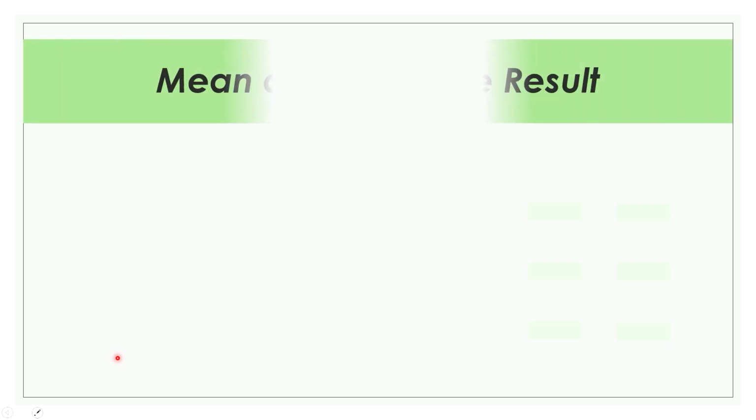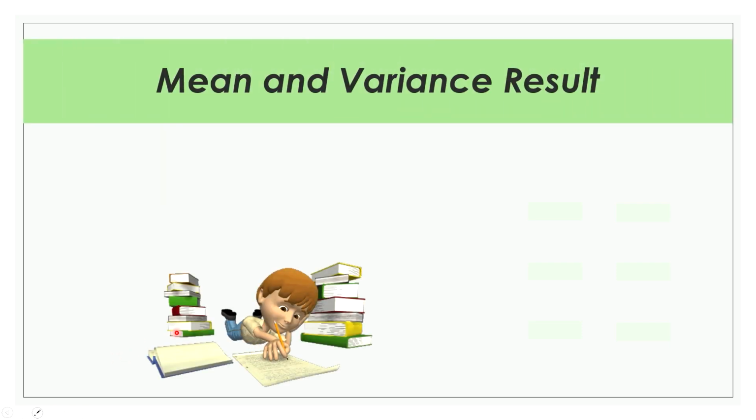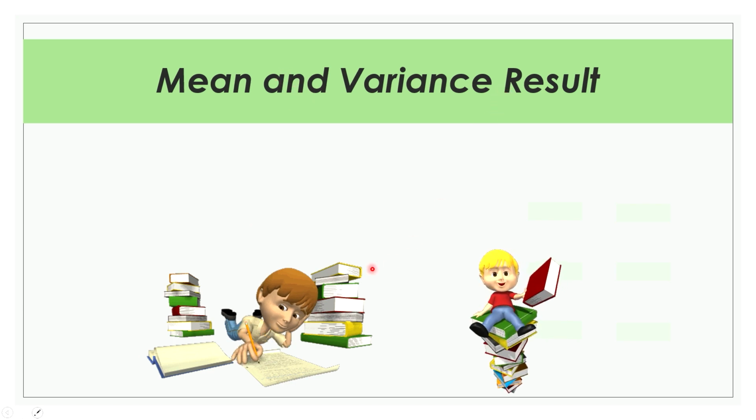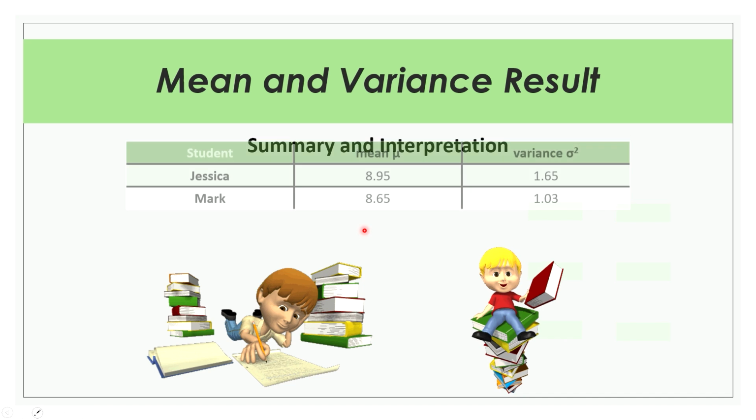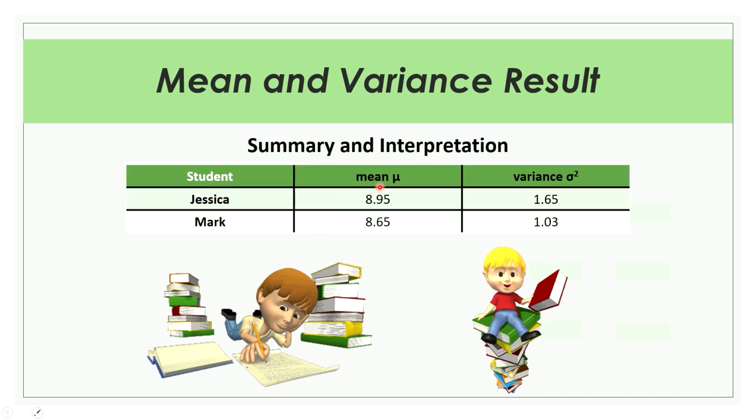So, based on the result of the mean and variance, the following statements can be concluded. So, ito na yung ating means and variance result. So, summary and interpretation. Jessica got a mean of 8.95 while Mark got 8.65. So, sa kanilang variance, ang nakuha naman ni Jessica is 1.65, and then yung kay Mark ay 1.03. So it means Jessica has a higher average score in the quizzes. So nakita natin mas mataas yung mean ni Jessica, so mas mataas yung average score niya sa quiz.